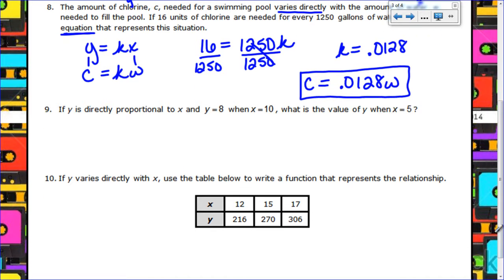So number 9, if y is directly proportional to x and y is 8 when x is 10, what's the value of y when x is 5? Well, first of all, now they've changed the word from varies directly to directly proportional. It means the same thing.